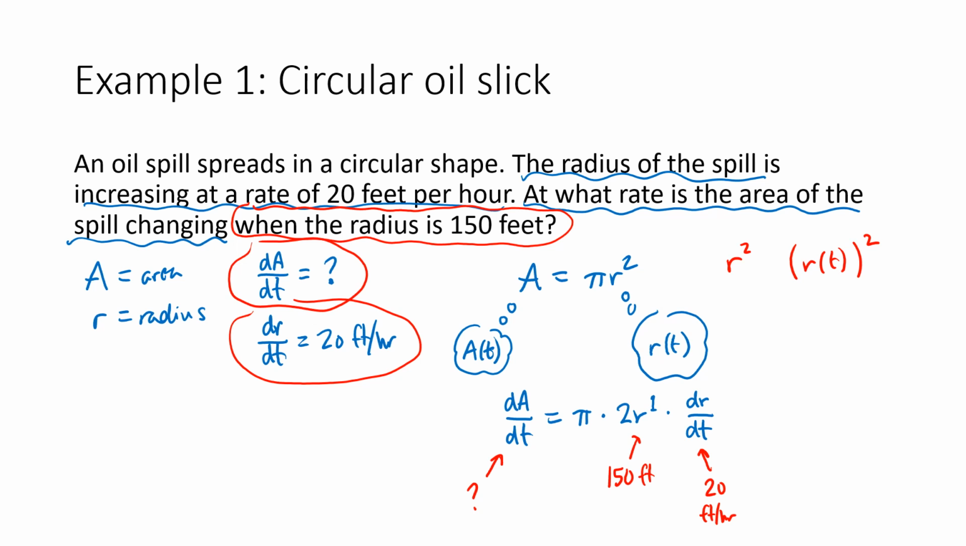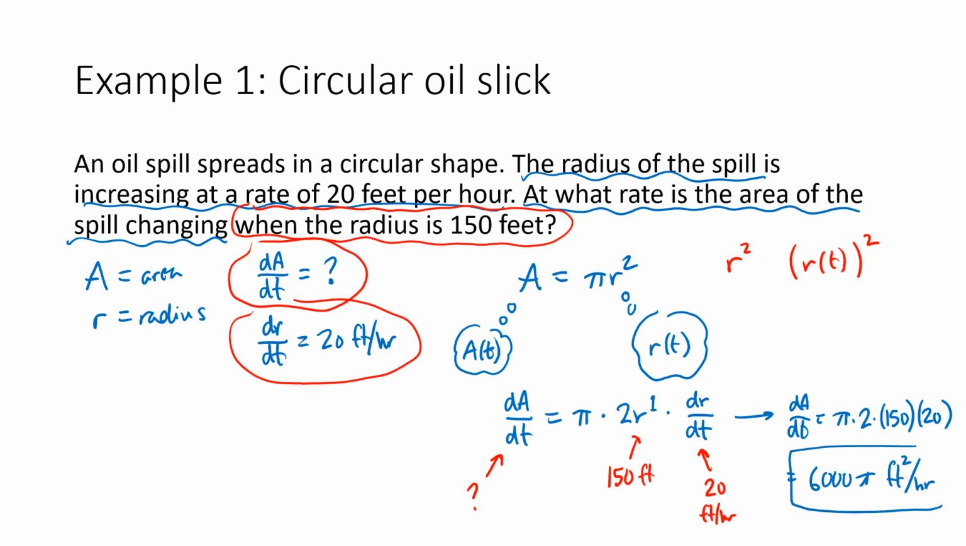If we plug all that in, what we get is dA/dt equals pi times 2 times 150 feet times 20 feet per hour. And when we work all that out, we're going to get 6,000 pi square feet per hour. That would be our final answer. Sometimes we'll need an approximate answer, in which case we would just take that 6,000 pi and plug it into our calculator to get a decimal. But in this case, our exact answer is going to be 6,000 pi square feet per hour.